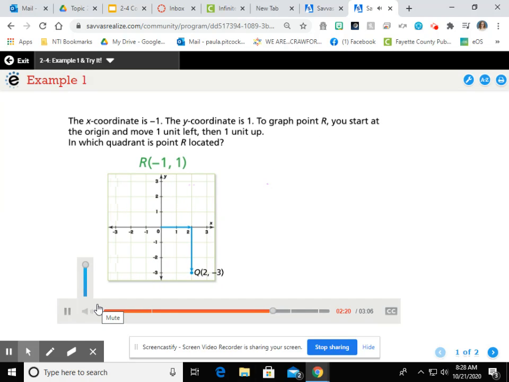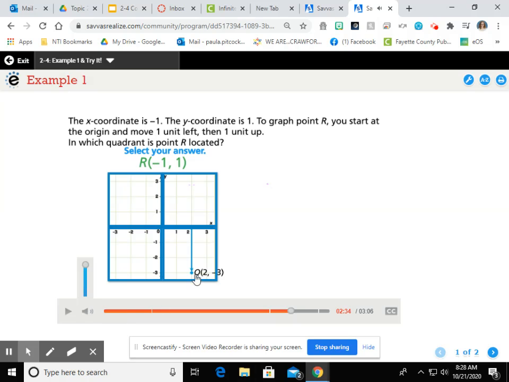The x-coordinate is -1. The y-coordinate is 1. To graph point R, you start at the origin and move 1 unit left, then 1 unit up. In which quadrant is point R located?